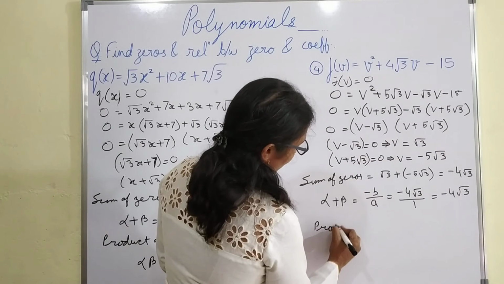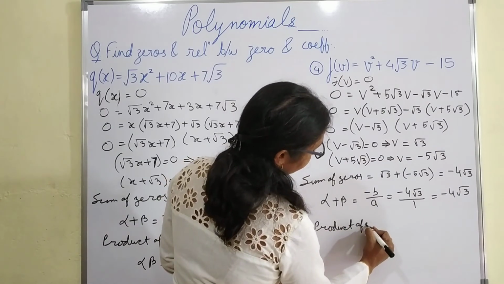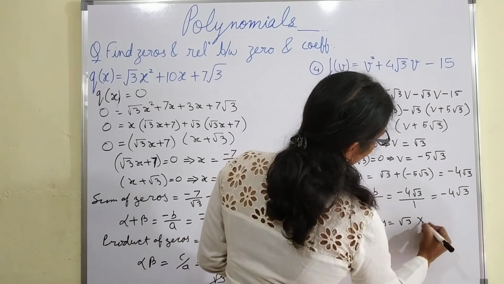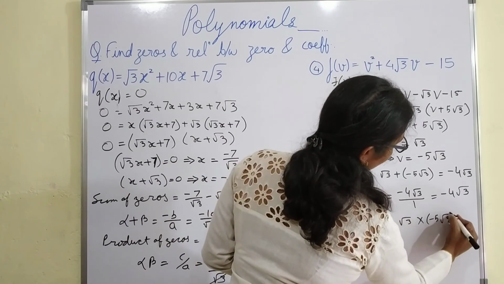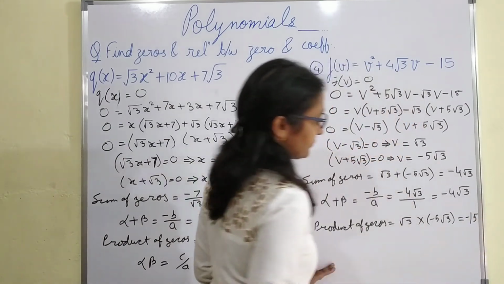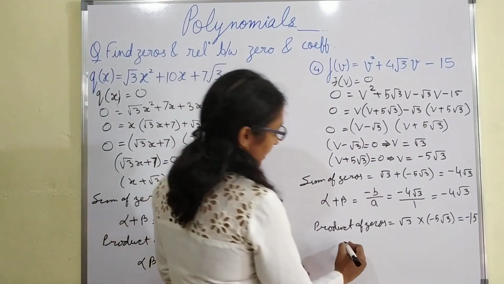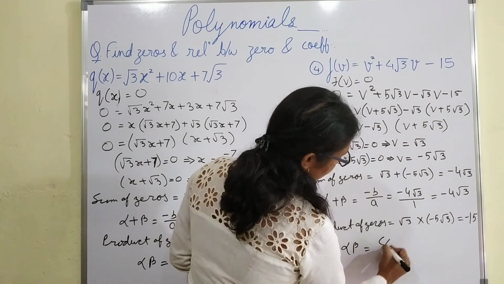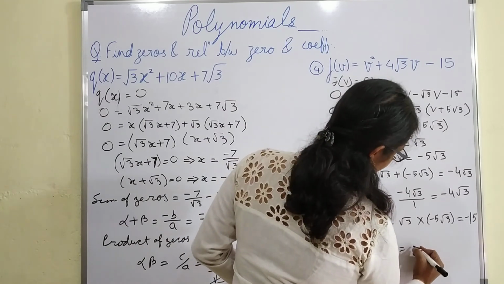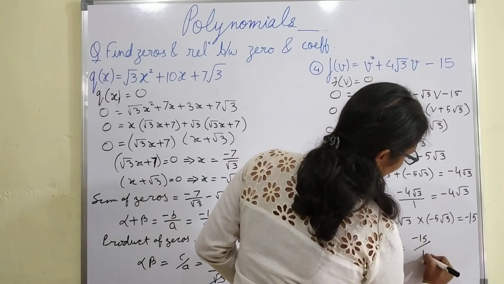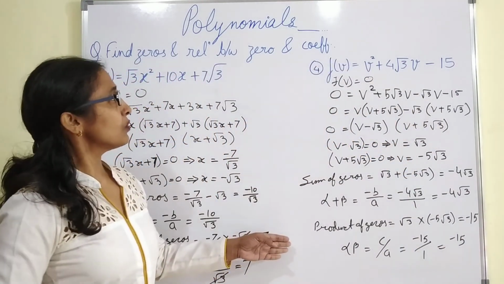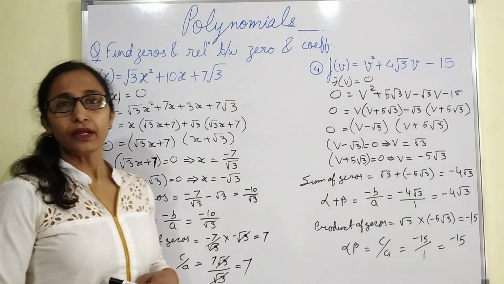Now product of zeros. Product of zeros is root 3 into minus 5 root 3. So it is minus 15. Okay, it is minus 15. And the product of the zeros is c upon a. C upon a means minus 15 divided by 1, that is minus 15. So this is the relation between zeros and their coefficients.